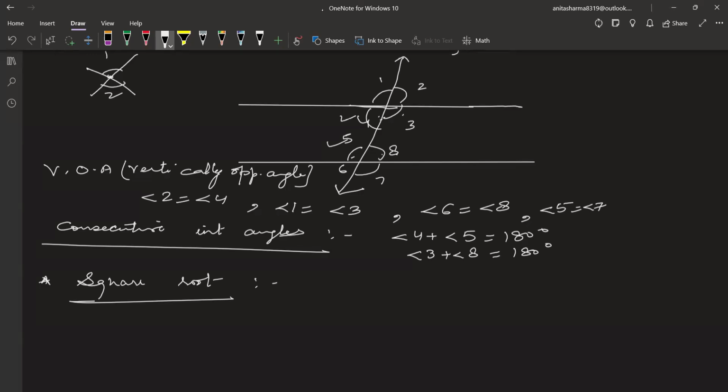Tell me. Ma'am, the measures of angle 4 and angle 5 should be equal to the sum 180. Yes. Okay, ma'am.